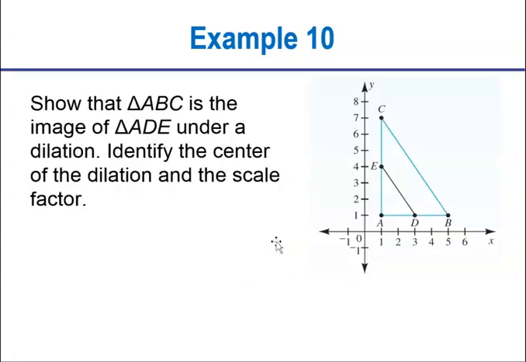Okay, so let's do an example. We're supposed to show that triangle ABC, notice that is the larger triangle, is the image of ADE under a dilation. They want us to identify the center of the dilation and the scale factor. So remember, the center of the dilation is like the O value that you're projecting from.